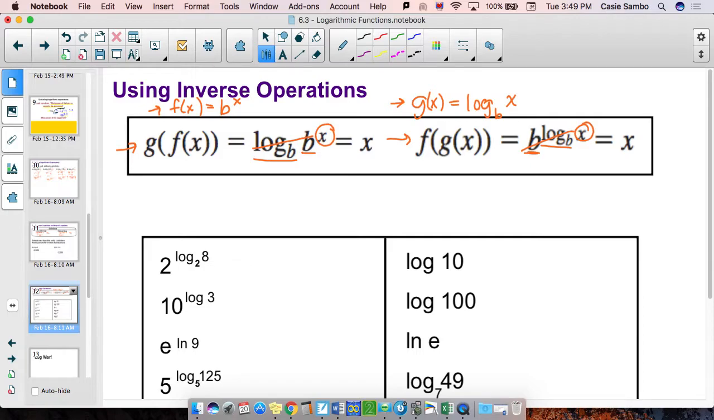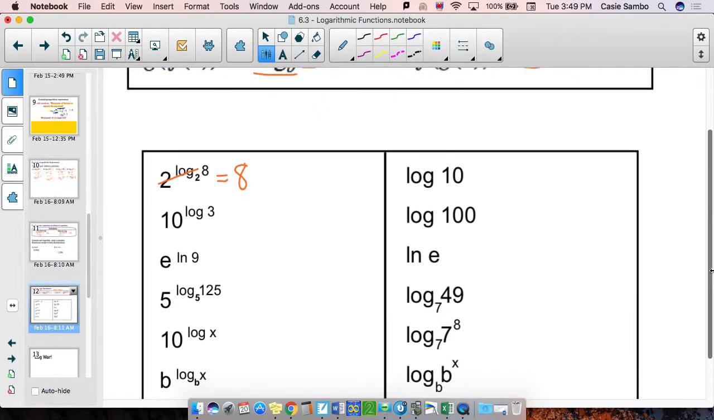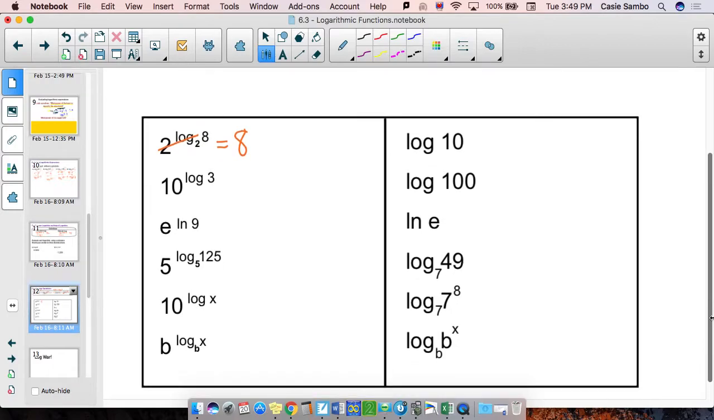So on the back side, you're going to do some examples on your own. I will do a couple for you. So this 2 to the log base 2 of 8, those are going to cancel each other out. It's just 8. This 5 to the log base 5 of 125, the 5 and the log base 5 cancel each other out, and it's just 125.